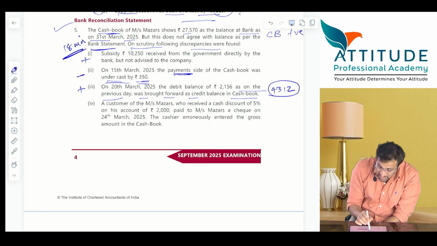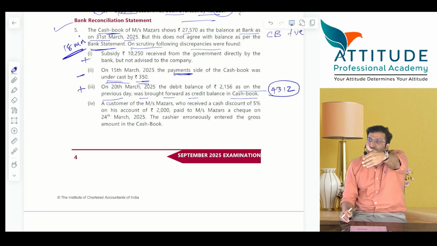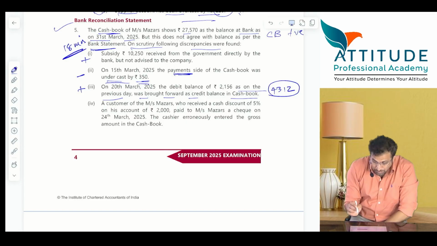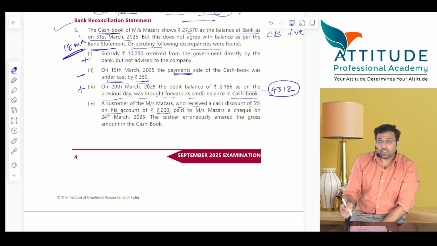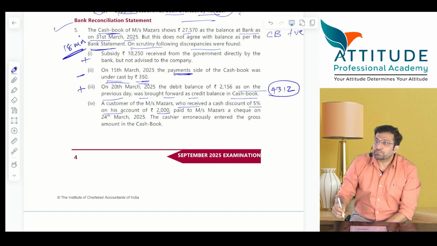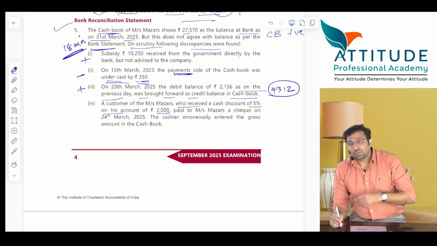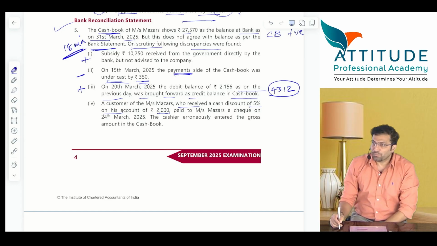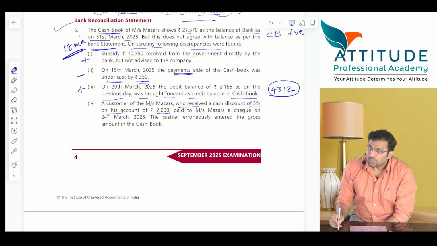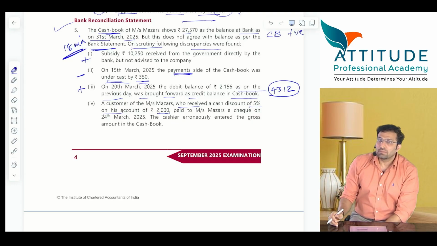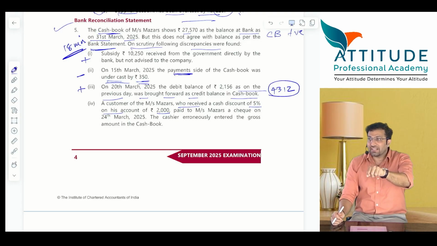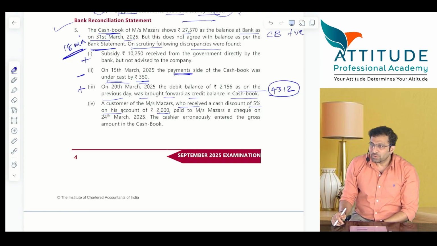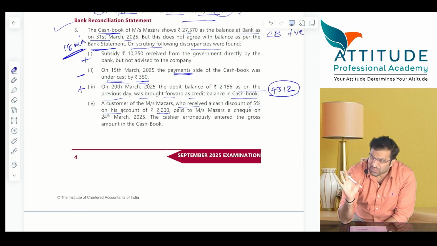First of all, tell me, आपका कस्टमर जिसको आपने डिस्काउंट दिया था कितना? 5%. पढ़ो थोड़ा, who received a cash discount of 5% on his account of 2000. आपका एक कस्टमर है where he has to pay you 2000. How much has to pay you? 2000. But you are telling him take a 5% discount. 5% of 2000 is 100 rupees. So 100 rupees you are allowing him a discount. So he is paying you how much? 1900. So 1900 you have actually received. So आपके receipt side of the cash book कितना आना चाहिए? 1900 आना चाहिए.